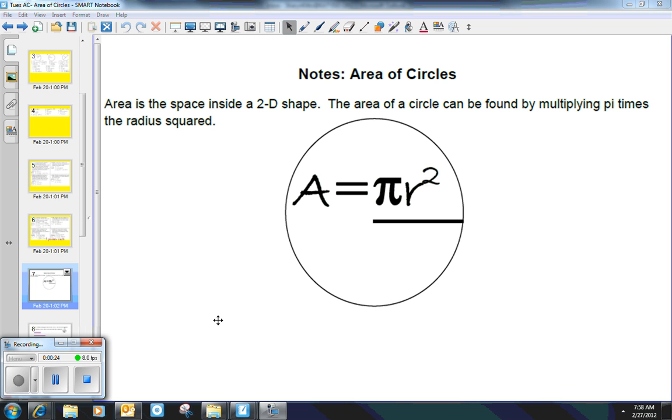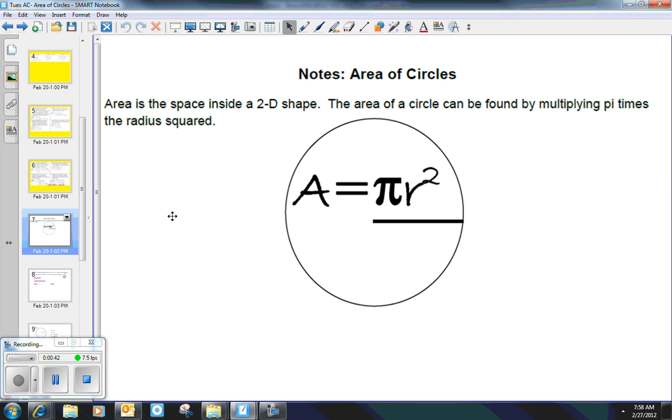So now we're talking about the amount of space this circle could cover if we cut it out and put it down on something. So we have a formula for the area of a circle. It uses the radius, and area equals pi times the radius squared. Okay? Pi times the radius squared.